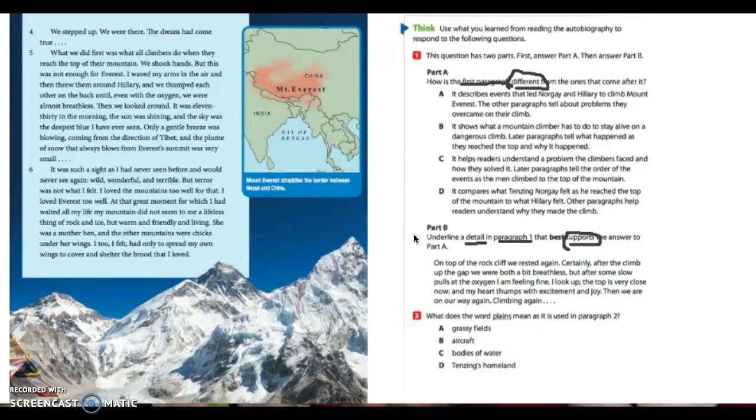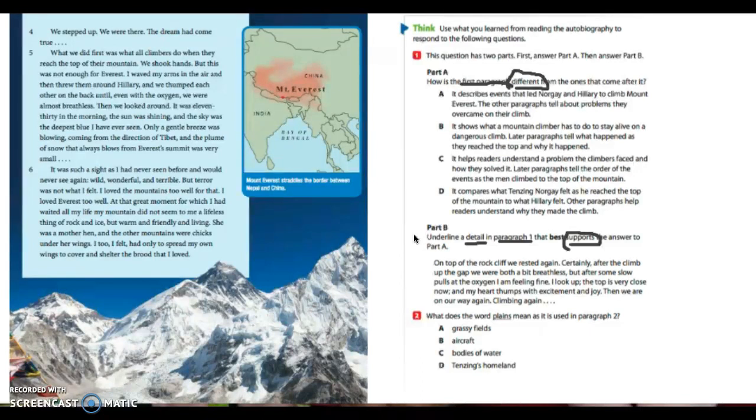We stepped up. We were there. The dream had come true. What we did first was what all climbers do when they reach the top of their mountain. We shook hands, but this was not enough for Everest. I waved my arms in the air and then threw them around Hilary, and we thumped each other on the back until even with oxygen we were almost breathless. Then we looked around. It was 11:30 in the morning.